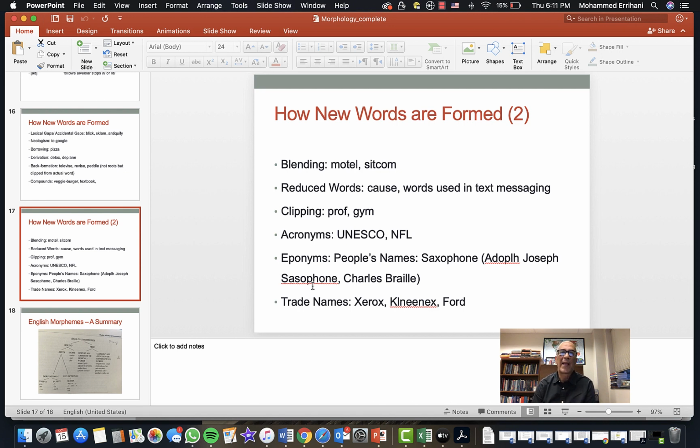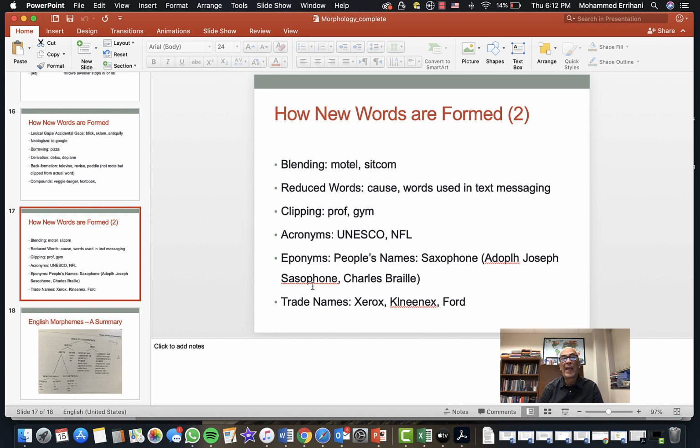Eponyms are words that are taken from people's names or adopted from people's names, such as saxophone, which refers to Adolphe Sax, and Braille, the writing system, which is the result of the name Louis Braille.